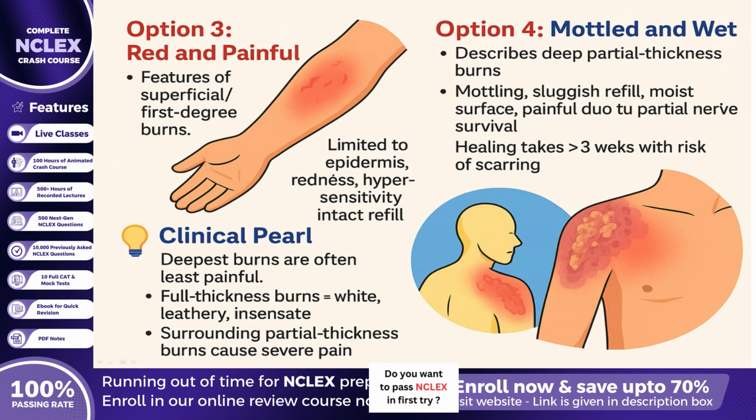Finally, let us analyze option 4, mottled and wet. This is not correct either, because this description corresponds to deep, partial thickness burns. These burns extend deeper into the dermis, leading to areas of mottling with sluggish capillary refill, a moist or wet surface, and persistent pain because some nerve endings survive. Healing is prolonged, often more than 3 weeks, and scarring is common.